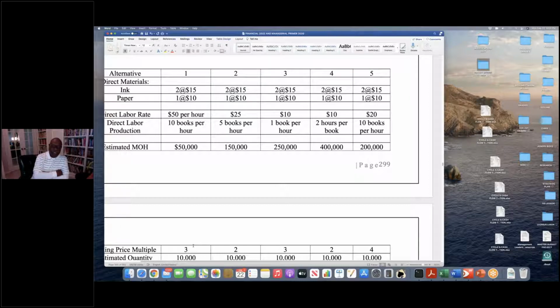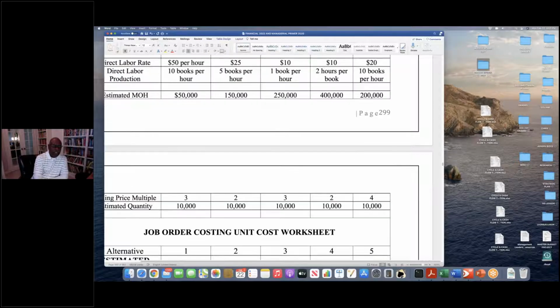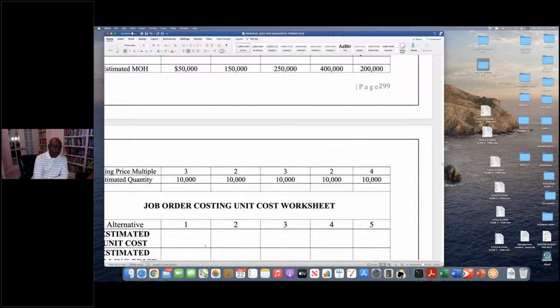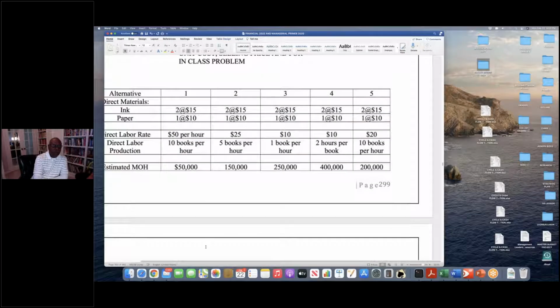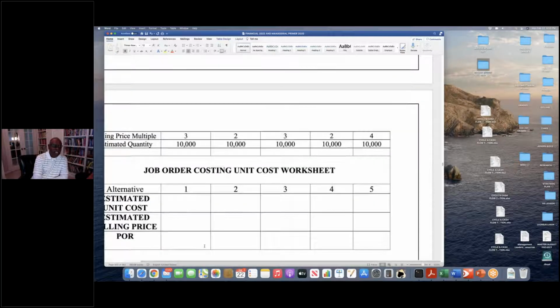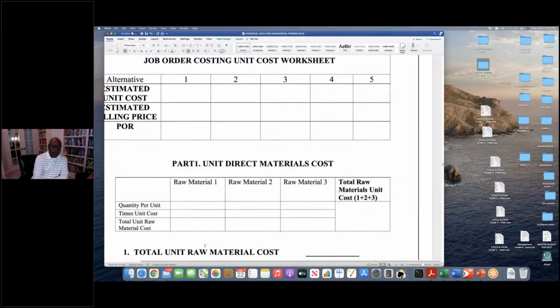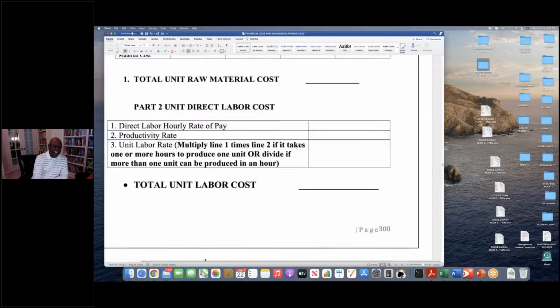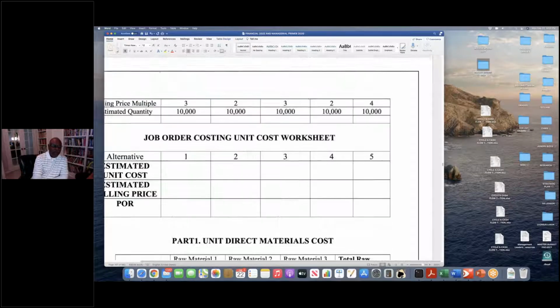Would it be 40? Says 40. 40, yeah, because 2 times 15 and then 1 times 10. And then if you add that together, that's 40. Did you put some overhead in here? Did you put in any overhead? I just did the ink and paper. We need some overhead. You want us to do direct labor too?